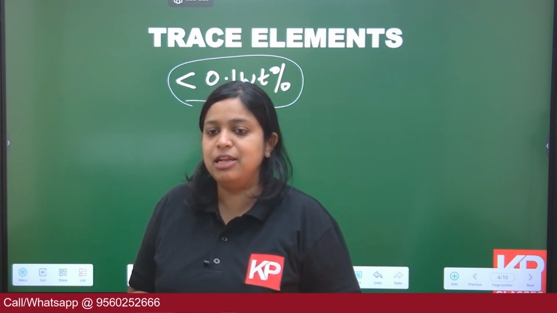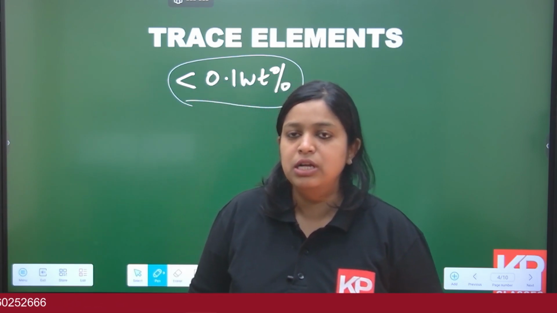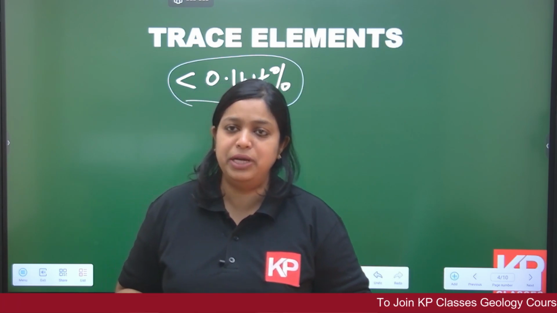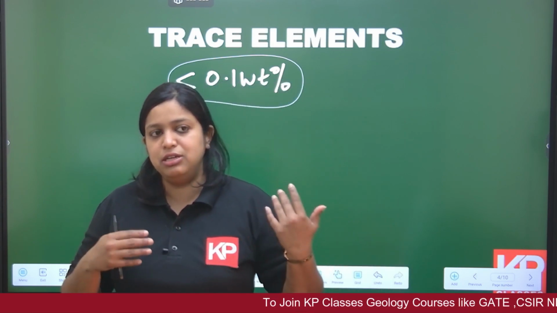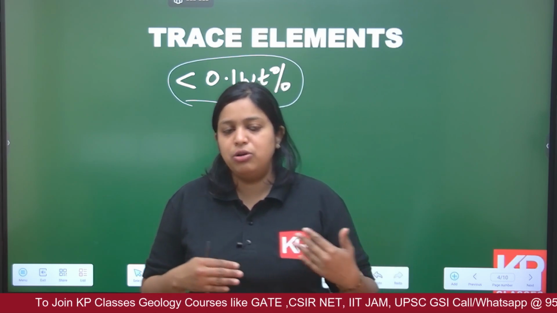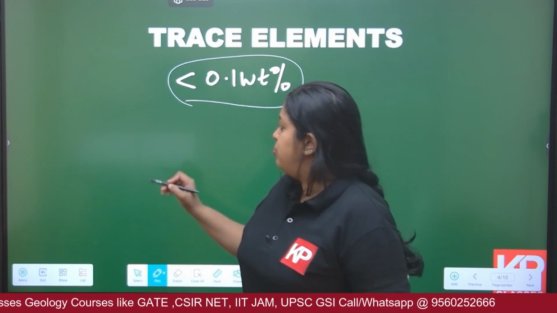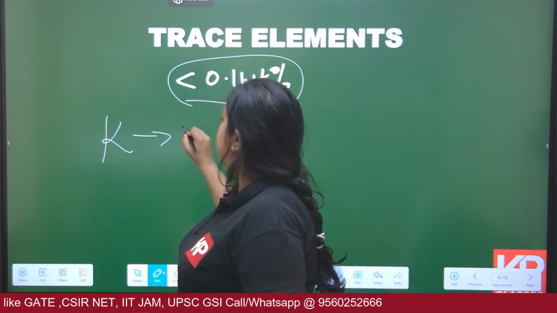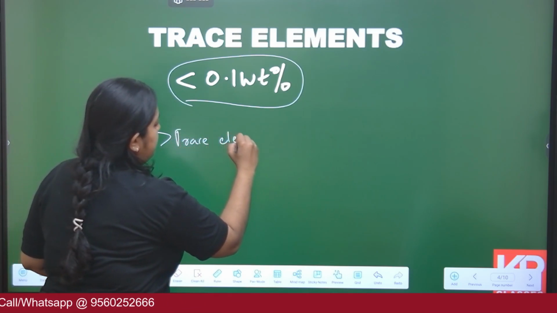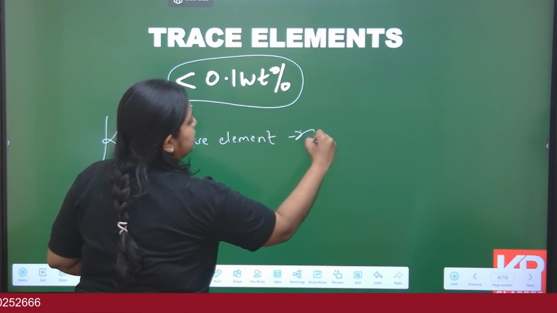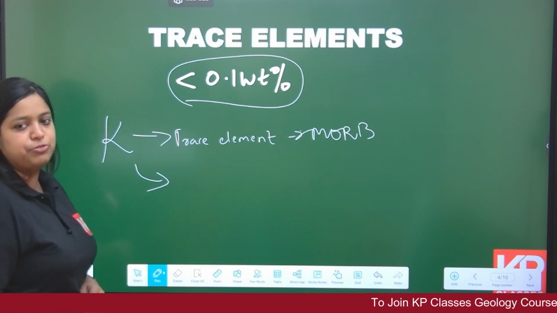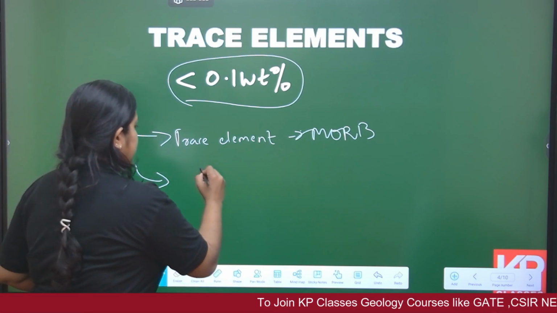So trace element concentration varies from rock to rock. Simply, during crystallization of magma, trace elements get substituted for a major element in the crystal structure, or they may remain in the melt, or in the magma. For example, potassium is a trace element in mid-oceanic ridge basalt, whereas we all know potassium is one of the major elements in granite.